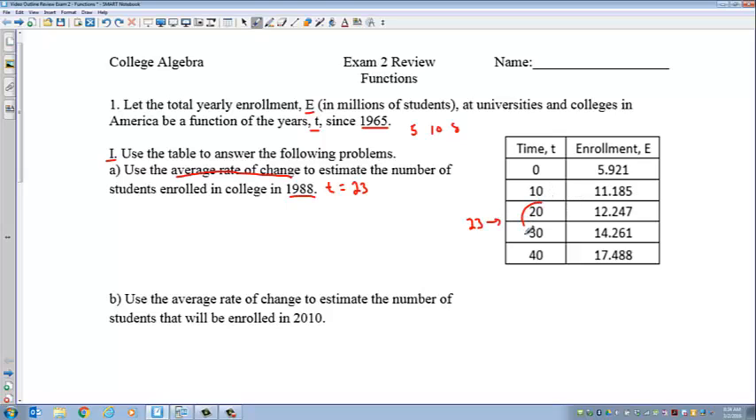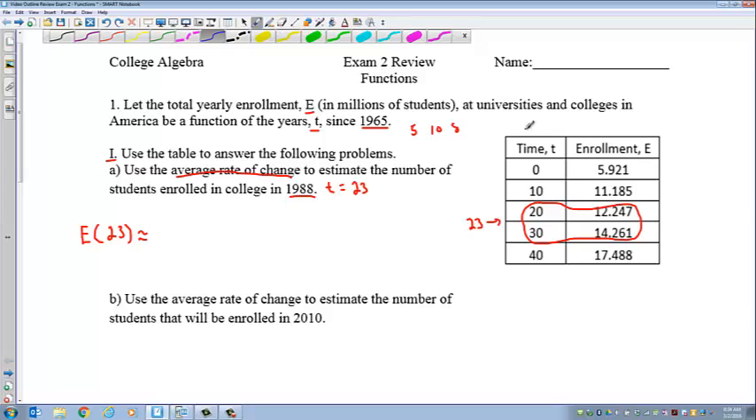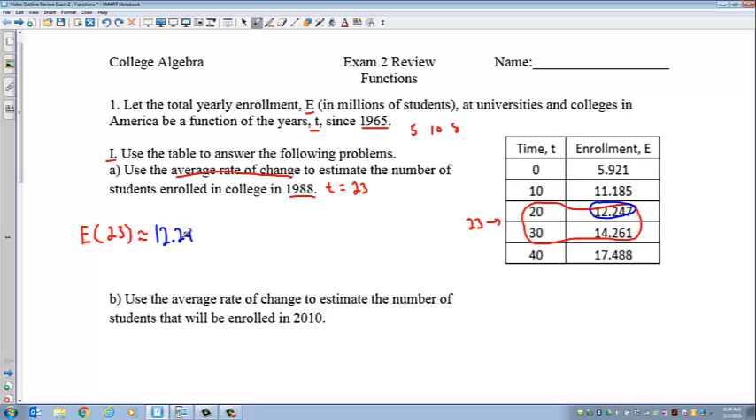So the idea is we can use the average rate of change. We can basically use these two data points to estimate the student population in 1988. Let's use some functional notation. The enrollment E of 23, so the enrollment 23 years after 1965, is approximately, and the idea is pretty simple, you look at the value after 20 years, which is 12.247, which represents 12,247,000 students.